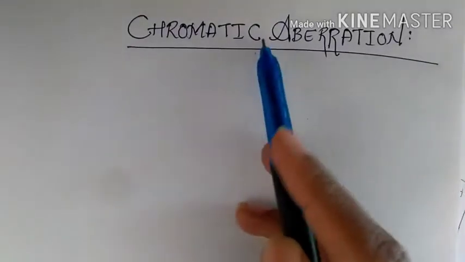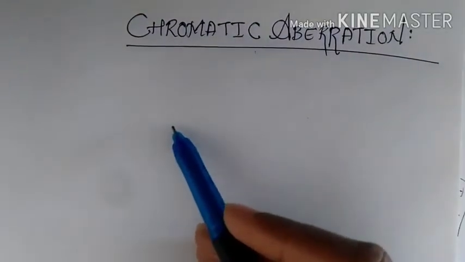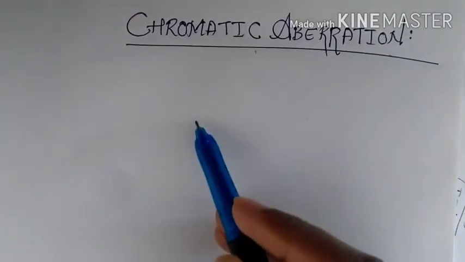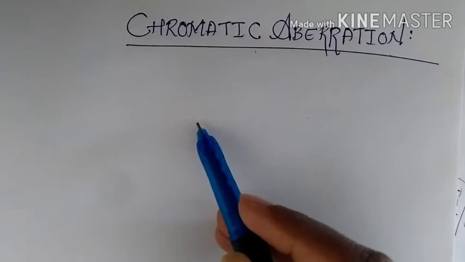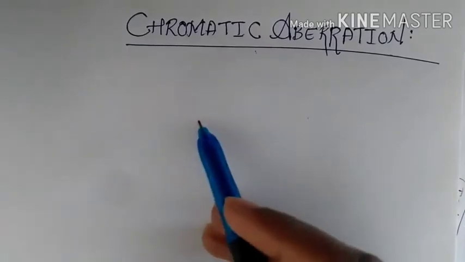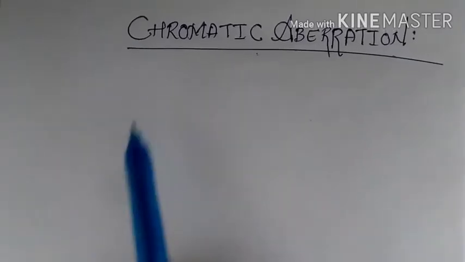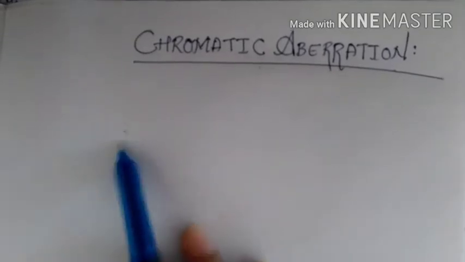So in today's class we are going to learn about chromatic aberration. In the last class we learned about spherical aberration and how it is formed, and later we understood the ray diagram for spherical aberration, and we learned what the circle of least confusion is, what longitudinal spherical aberration is, and what lateral spherical aberration is.